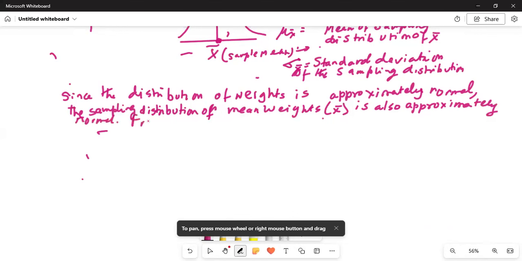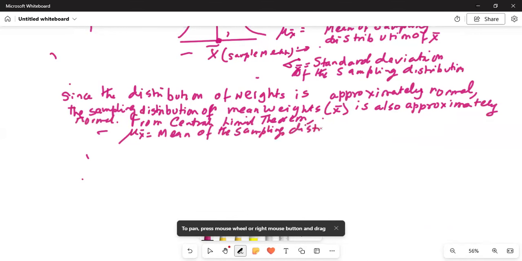From the central limit theorem, mu x bar, which is the mean of the sampling distribution, is equal to mu, the mean of the population.